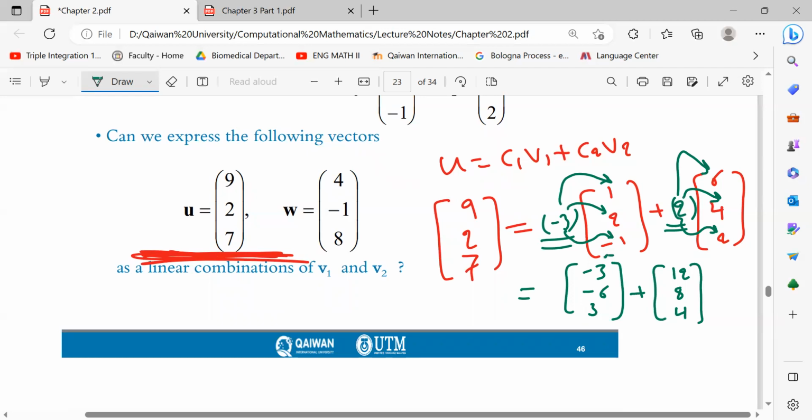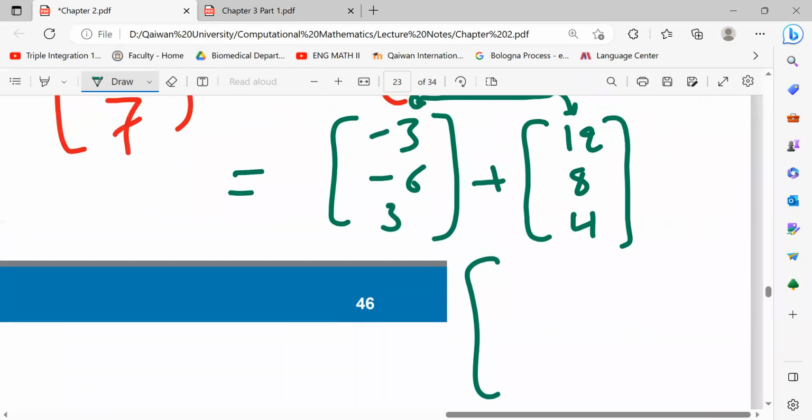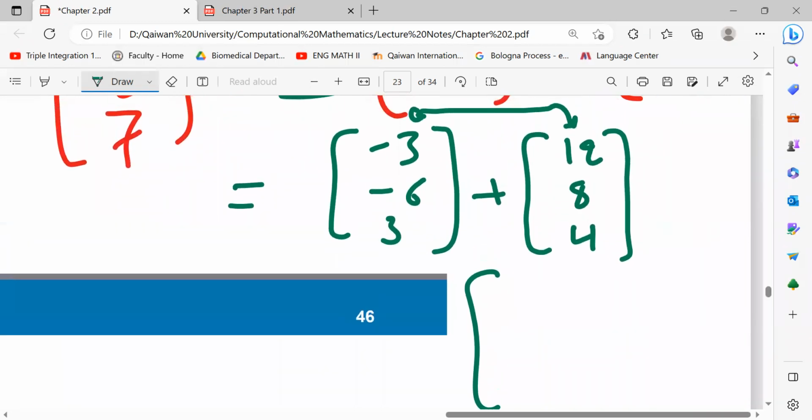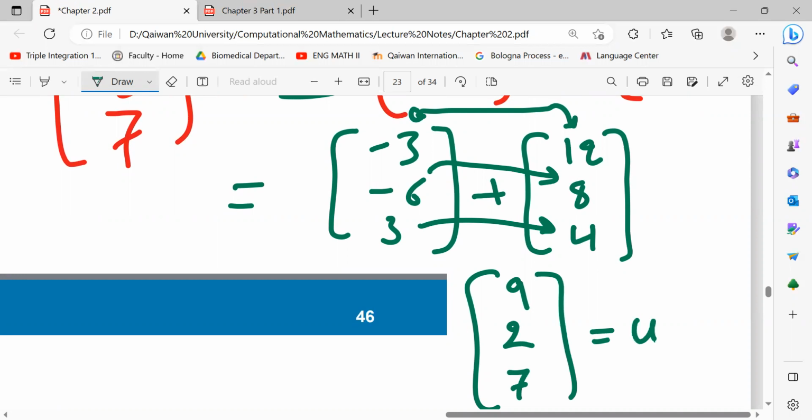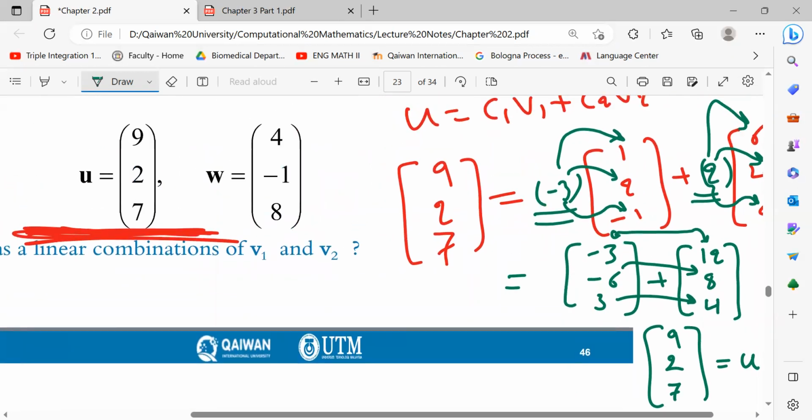Negative 3 and 12 is 9. Negative 6 and 8 is 2. 3 and 4 is 7. Is this U or not? It must be U. Look, we got U.